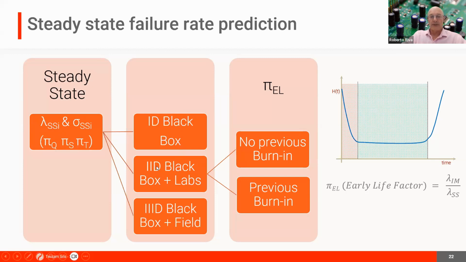Then there is method 2 on a device, black box plus integration of laboratory data. And from lab data, we can integrate if you have previous burn-in or if you didn't have previous burn-in. And then we got method 3 on a device. It's again a black box with the integration of field data. And if we have burn-in, which we didn't have obviously, we can also have a pi early life that will give us some information about the initial part of the failure rate of the component.